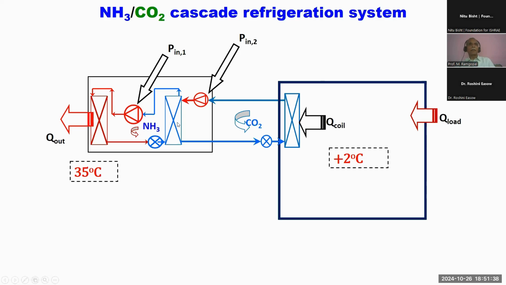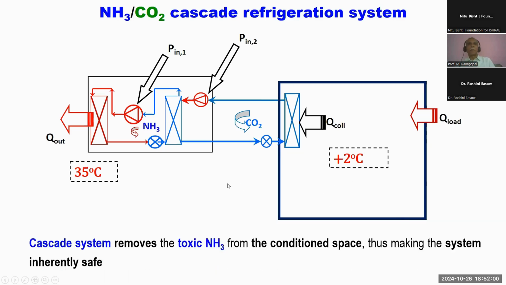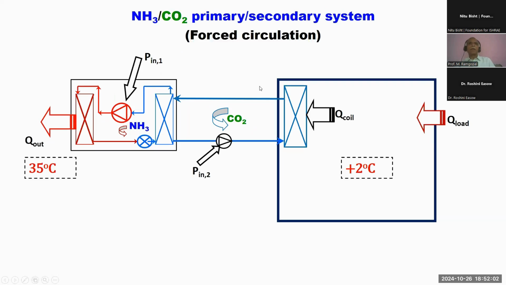So the cascade condenser, carbon dioxide compressor, ammonia condenser, everything, they are kept in the plant room away from the conditioned space. And the pipelines carry now only carbon dioxide. So we can reduce ammonia to a great extent. And again, I'm not bringing any ammonia into the conditioned space. So the conditioned space is safe.